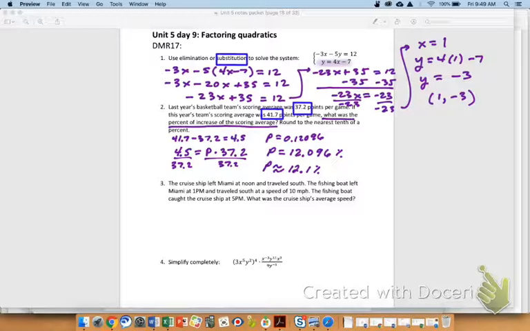Okay, number 3. Hopefully you read through this one, and hopefully you remember when you have one of these story questions that involve cars or trains, or in this case, ships moving, it's probably best to draw a picture. So it says a cruise ship left Miami and a fishing boat left Miami. So they both left Miami. So I'm just going to say that this starting line is Miami.